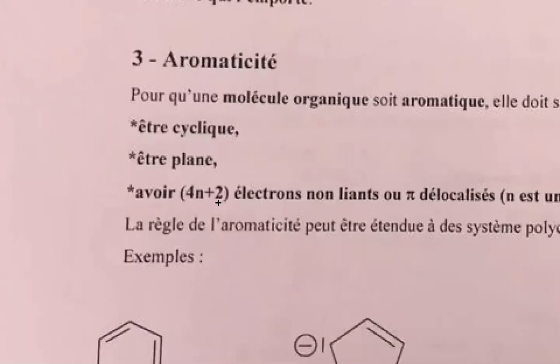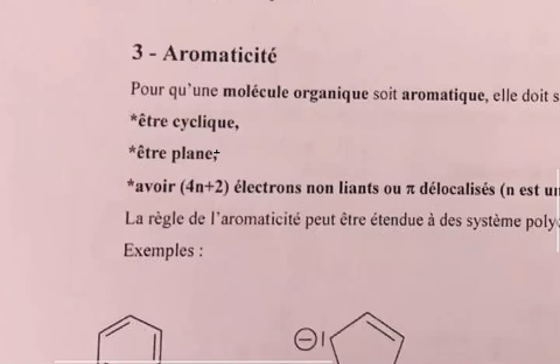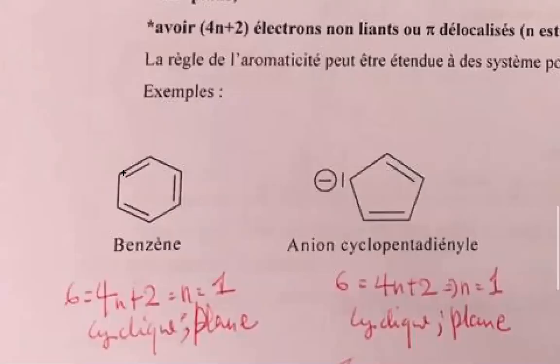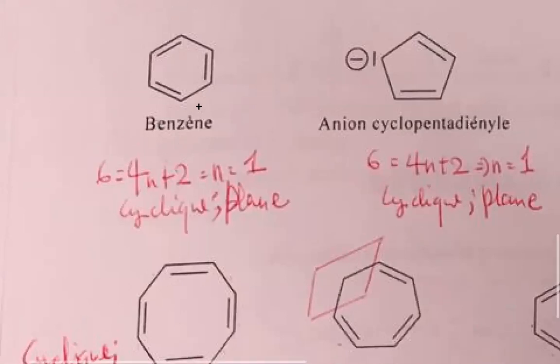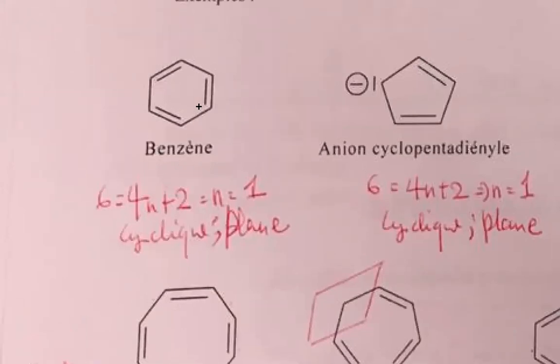The formula is 4n plus 2. Now we are saying it has got 6 carbon atoms, and therefore 6 is equal to 4n plus 2. The 6 here is just the number of carbon atoms that this molecule, this aromatic hydrocarbon, has. And what's the value of n when 6 is equal to 4n plus 2?